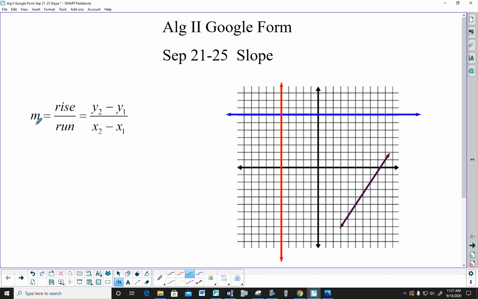M is slope. At its most basic form, it's rise over run. And then you also have this formula when you have 2 points. So just to review a couple things.